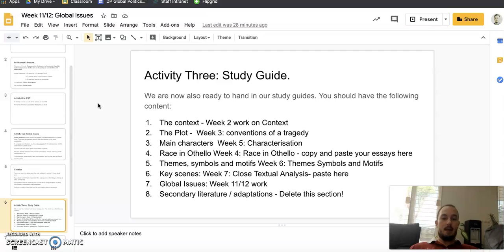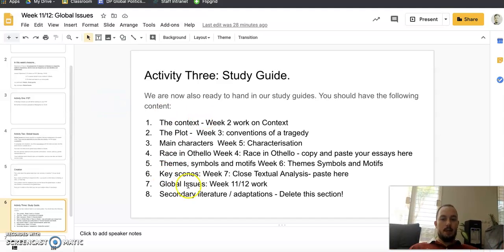So Race and Othello, what you can do is you can just copy and paste the essays that you wrote for week four and put that in your study guide. So very simply, copy and paste what you did, put that in section four. As ever, if you need more slides, that's fine. Section five, obviously, themes, symbols, and motifs. That was our week six work. So week six, just copy and paste your close textual analysis that you did.